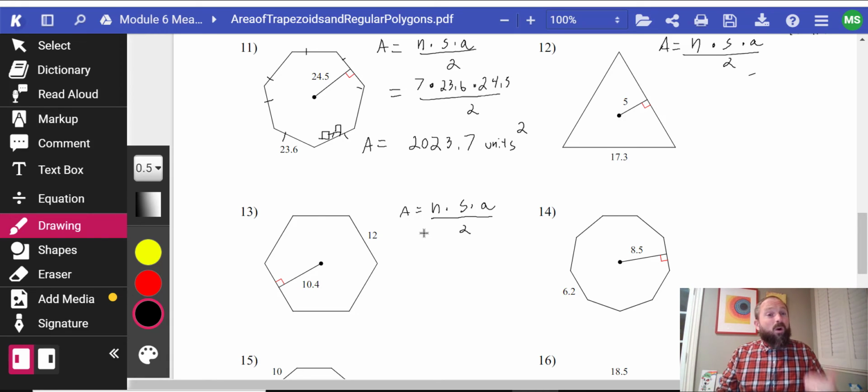So now for our work, we're going to have to write down that the area is equal to the number of sides. Well, looking at this, it looks like it's a hexagon. So let's do a quick little count. 1, 2, 3, 4, 5, 6. It's going to be 6 times the side length, 12. And then the apothem is 10.4. Now we're going to divide it by 2.